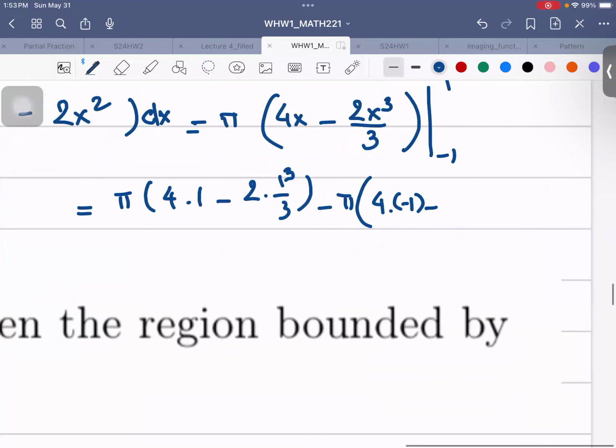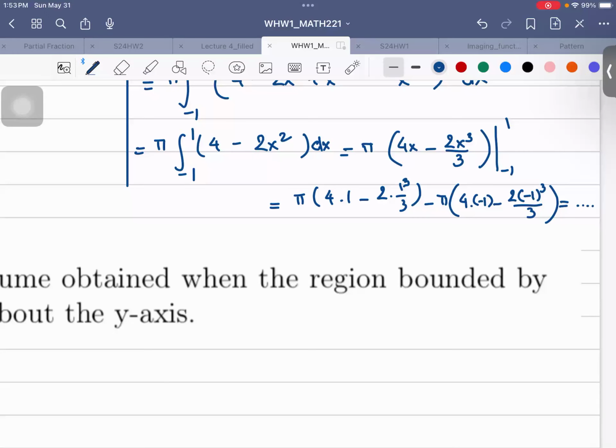2 times negative 1 cubed divided by 3. And then you can use your calculator to simplify the calculation.